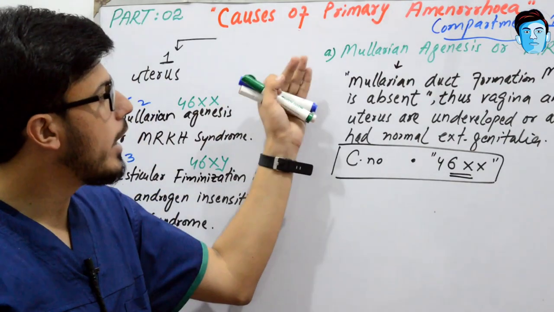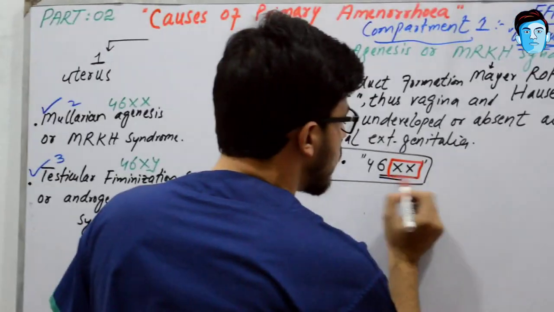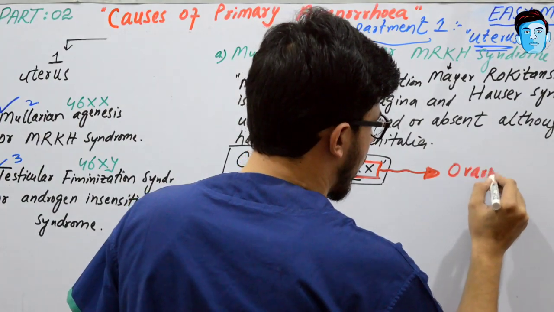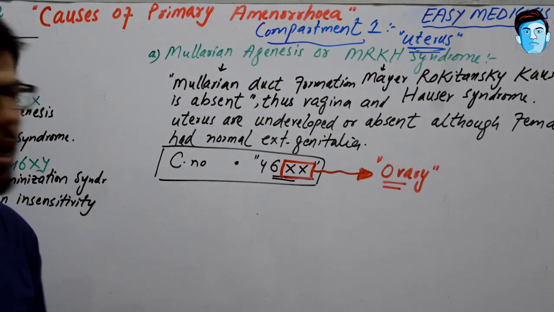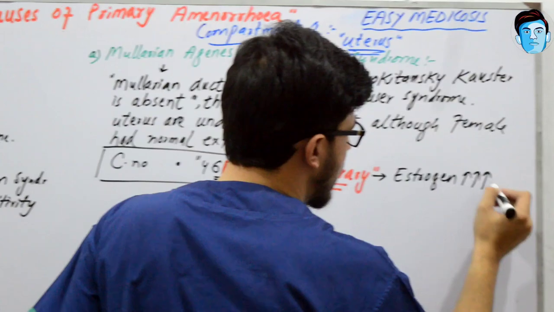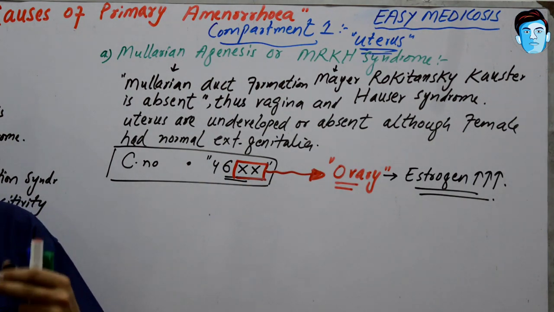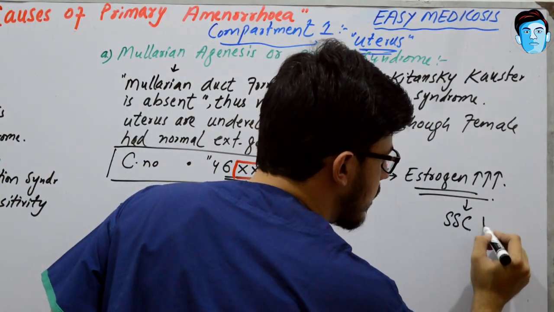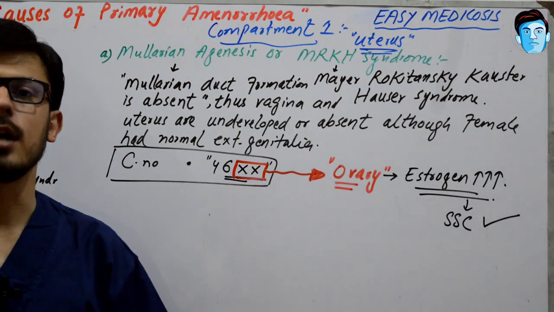So in the condition of Mullerian agenesis, the chromosome number is 46 XX. It means there are two X chromosomes, so the gonads will likely differentiate into the ovary. The ovary is normal. It is derived from the genital ridge. If the ovary is normal, it will produce estrogen in an adequate amount. And as you know, estrogen is responsible for the secondary sexual characteristics. If the estrogen level is adequate, the secondary sexual characteristics in these patients are normal. So in these females, the secondary sexual characteristics are not affected.